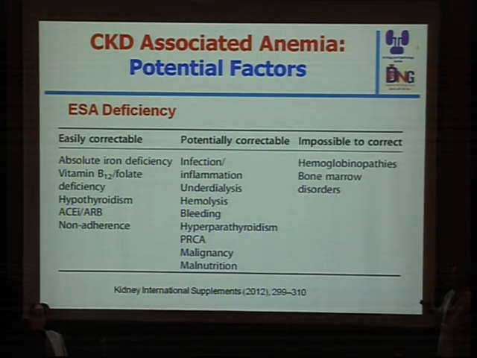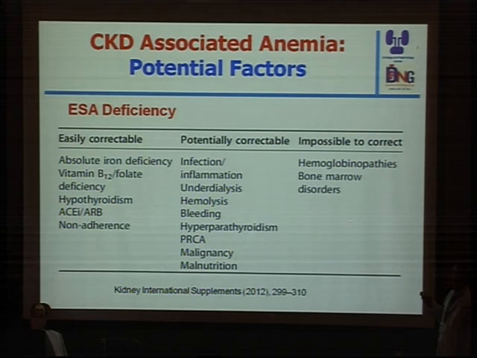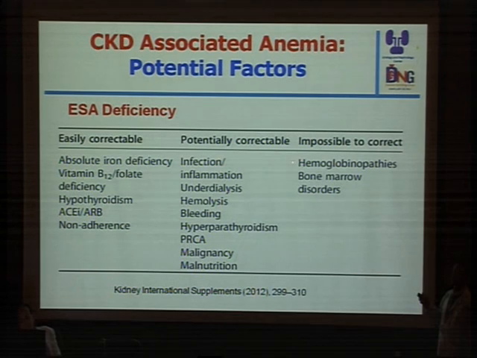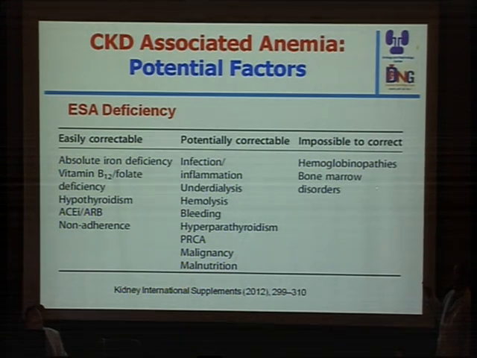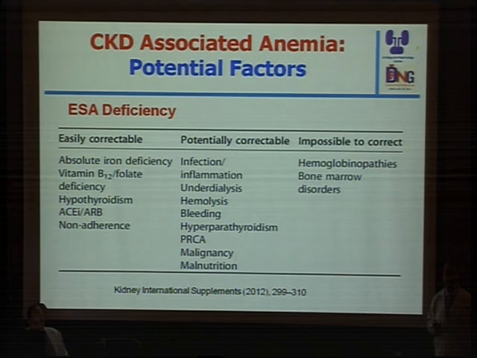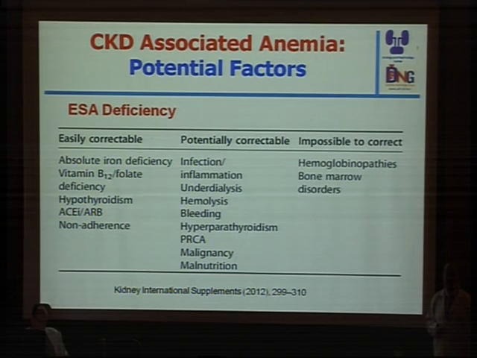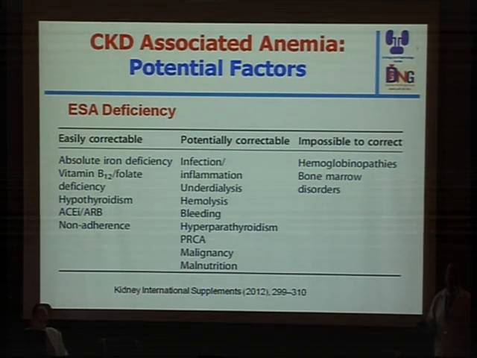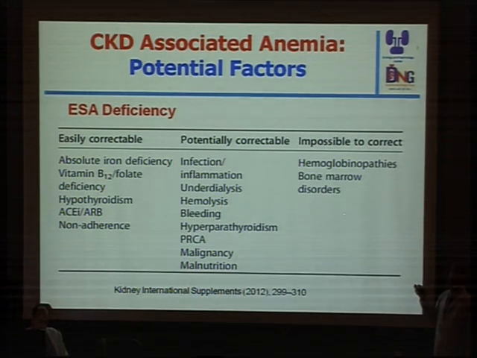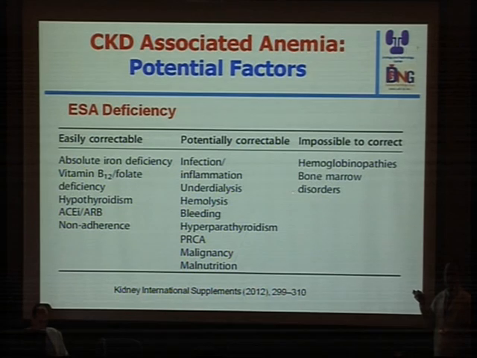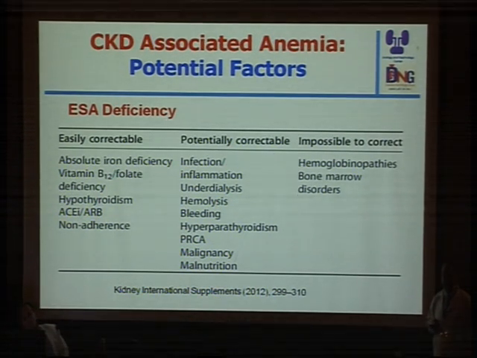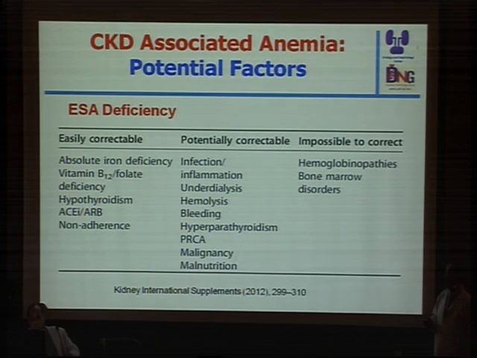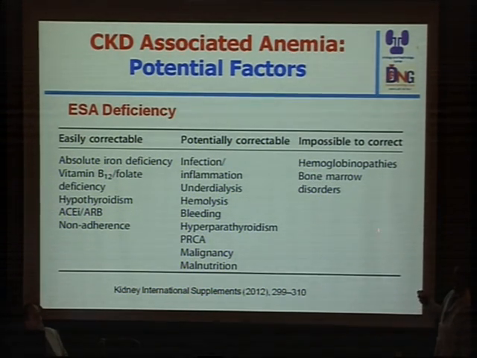But if I have factors which are impossible to correct, but I know the diagnosis, if I am dealing with hemoglobinopathies or bone marrow fibrosis, what can I do? My treatment strategies are very limited, to support the patient by blood transfusion, etc. Because if you have bone marrow failure or bone marrow fibrosis, the patient will not respond to erythropoietin. So this is the map of the causes.